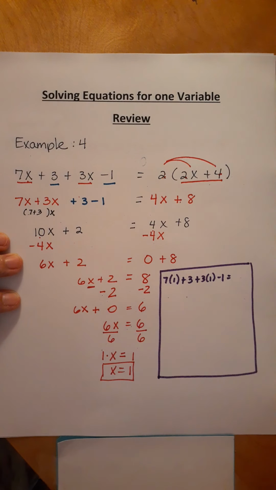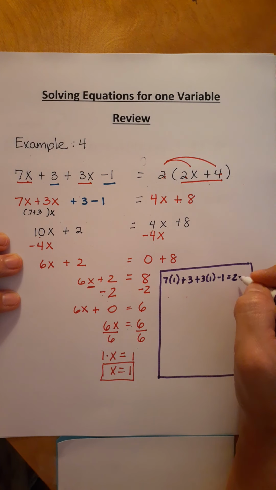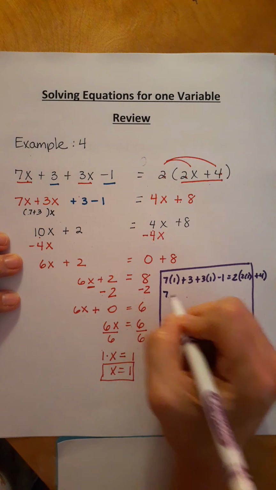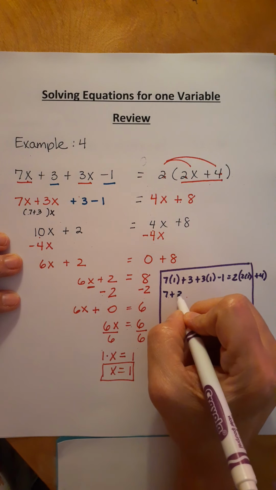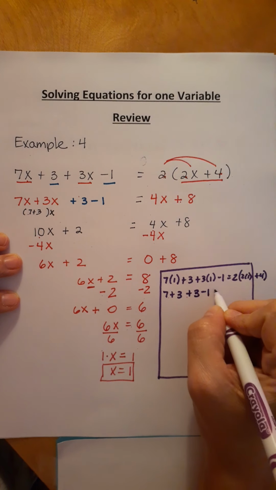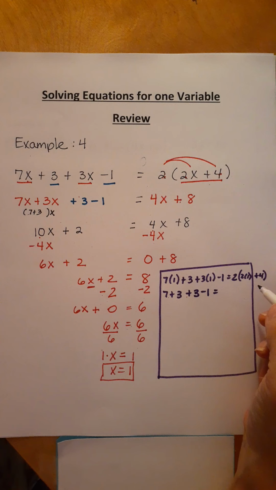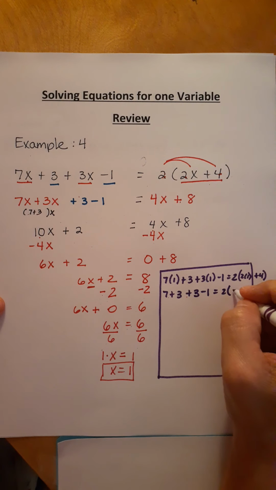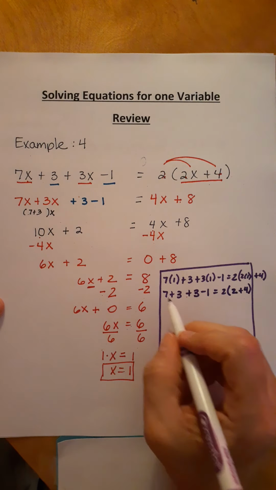equals 2 times 1, I'm losing it, plus 4. I hope you can see that. 7 times 1, 7, plus 3 times 1, 3, minus 1, equals. The equals is not exactly underneath, but that's because I ran out of space. 2 times 1, 2, plus 4. Okay, now that's a little better.